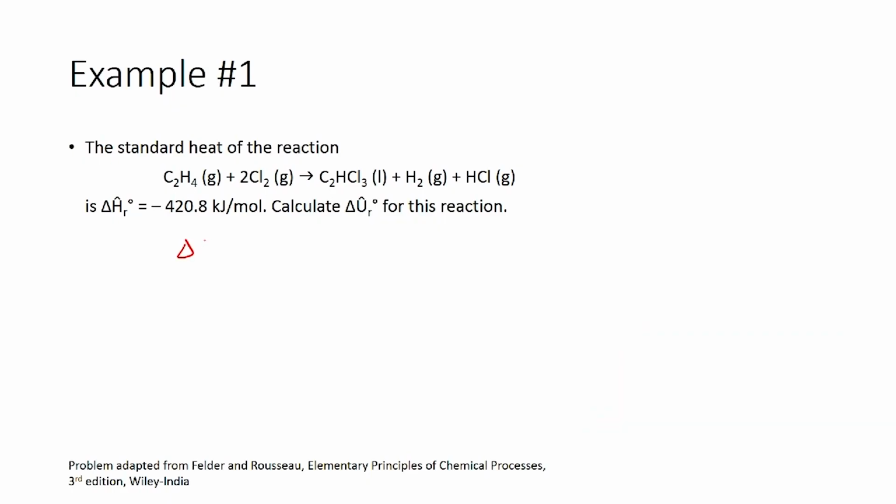Based on the equation we had, delta UR cap would be equal to delta HR cap minus RT times the sum of gaseous products stoichiometric coefficients minus the sum of gaseous reactants stoichiometric coefficients. So here let us identify what are the gaseous products and reactants. You have C2H4, Cl2, H2 and HCl all as gases. Here C2HCl3 is in liquid phase. So we do not have to worry about this particular component.